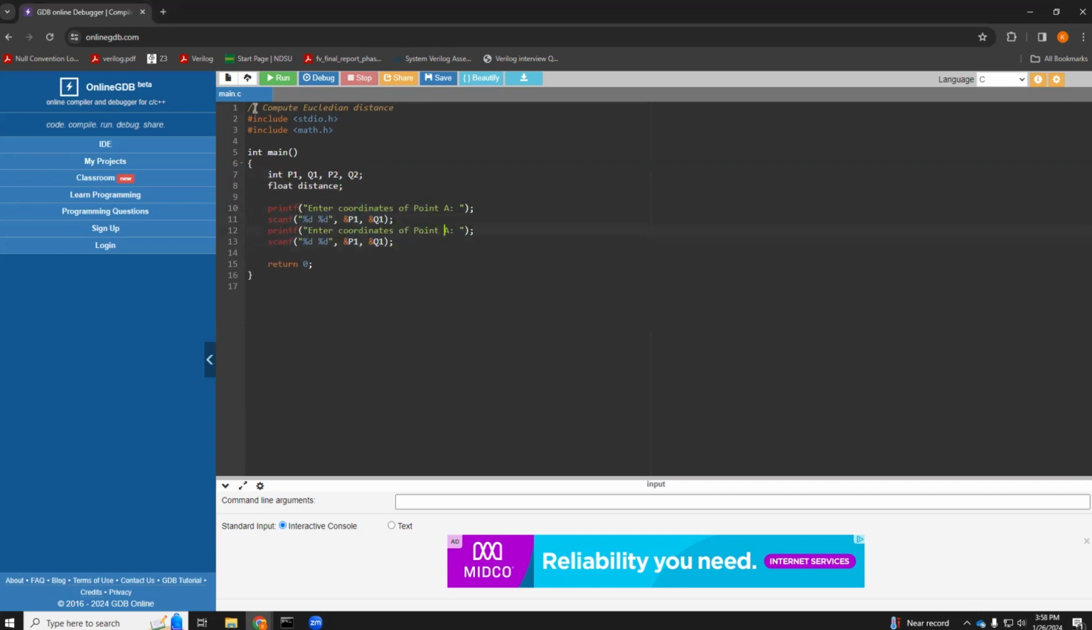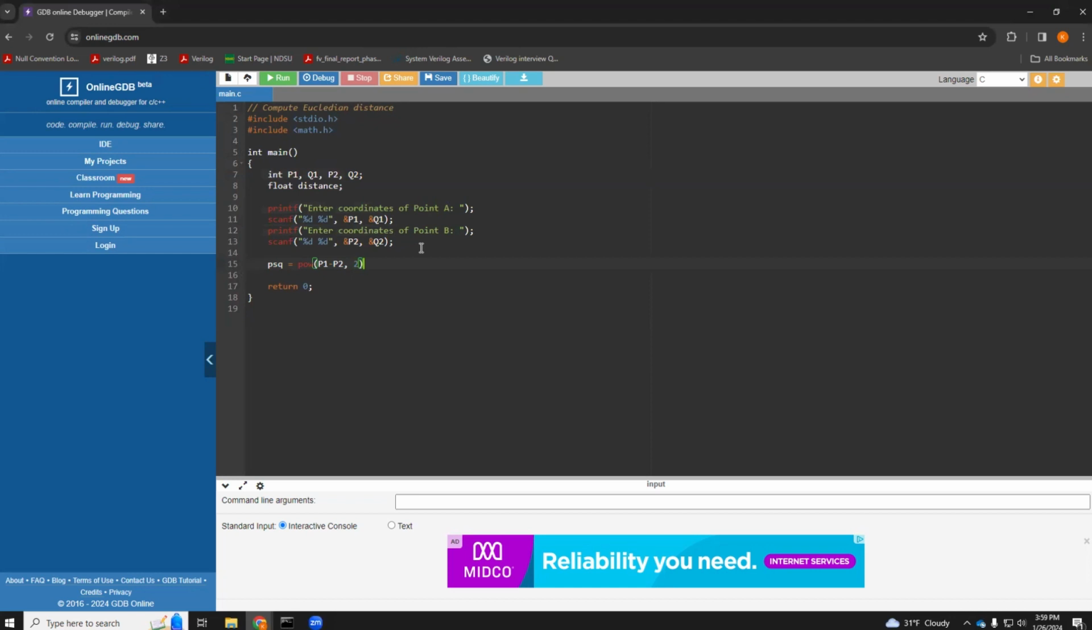So let me make a few modifications here. Point B would be P2 and Q2. Now, if you look at the formula, it's going to calculate the square of the difference of the x coordinates and the y coordinates and add them up. So let me name the square of the first coordinates as P squared, which equals power of P1 minus P2, the whole squared.